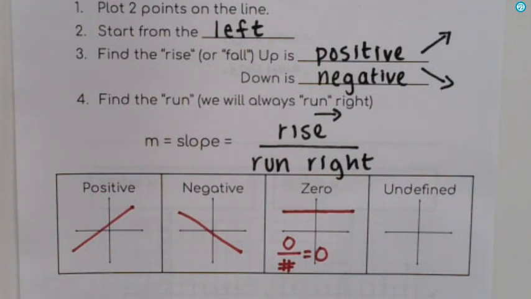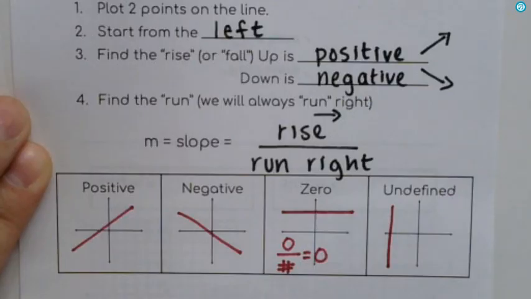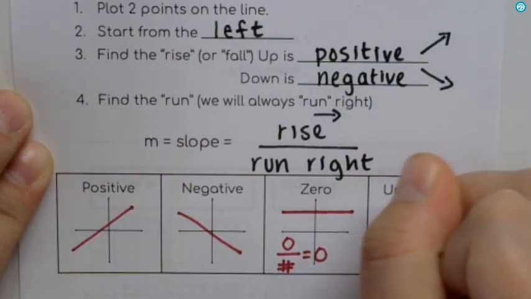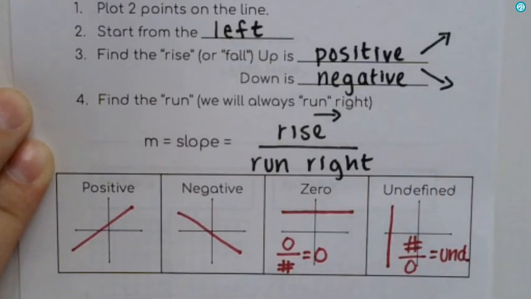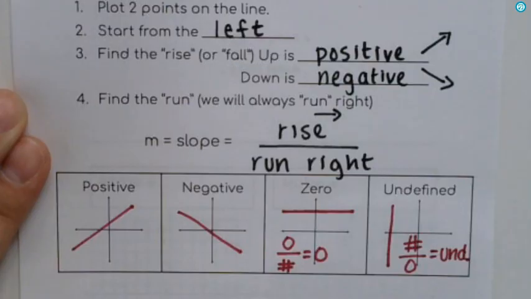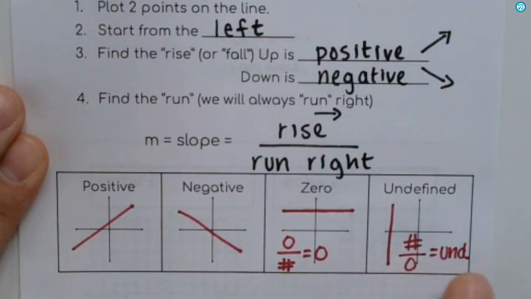And then the last one is an undefined slope. What does an undefined slope look like? What is our last option that we don't have? It's just a straight vertical line. So an undefined slope is a straight vertical line anywhere on your graph. And that happens when we have any number over 0, because you can't divide by 0 and then it ends up being undefined. So if 0 is on top, it's 0. If 0 is on bottom, it's undefined.